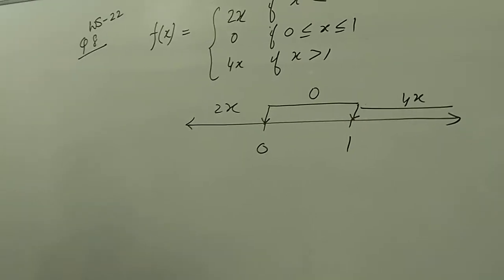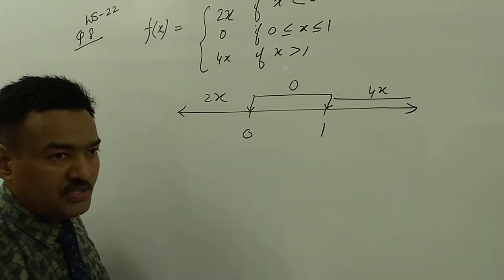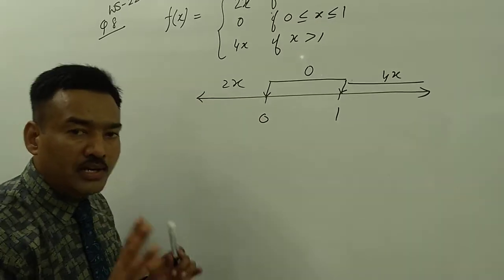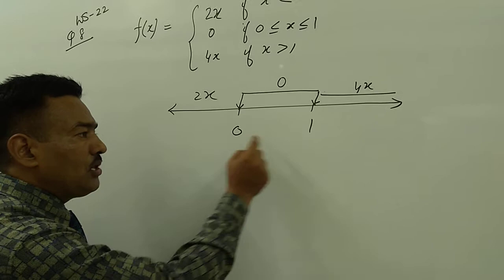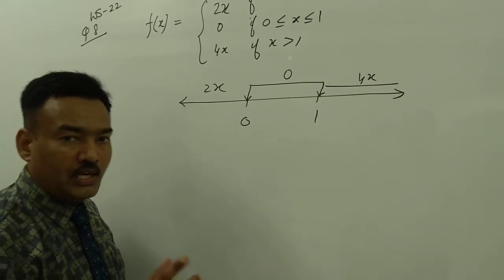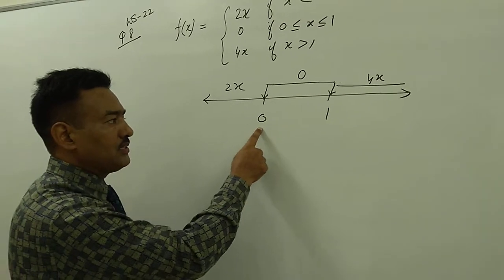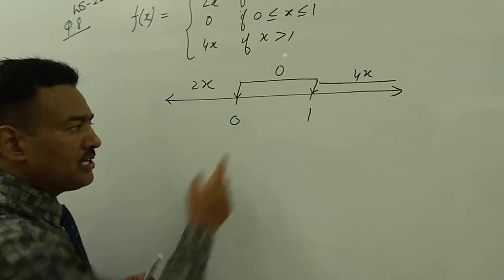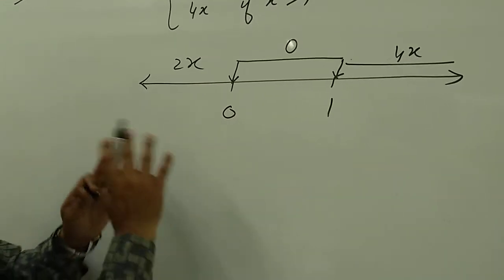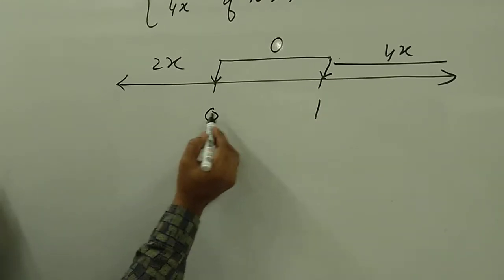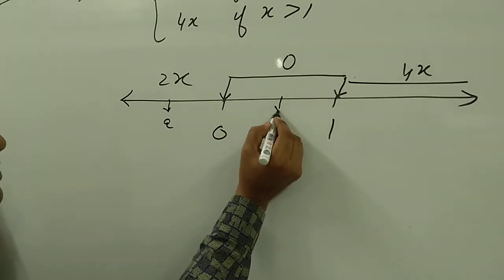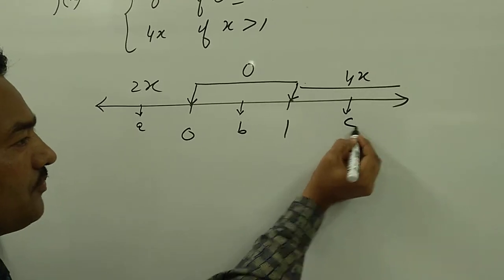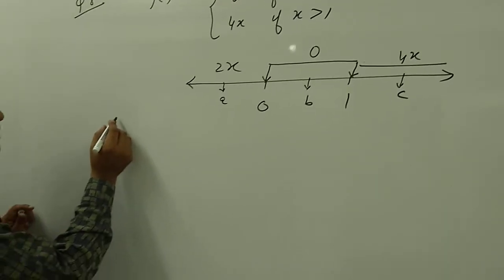When the function is defined differently at different points and you are asked to check continuity throughout, we have to take all the points into consideration. If you are checking only at one point, it will be just this limit and this limit. But if you are checking continuity throughout, then we have 0 and 1, 2 points on the number line, and we will assume 1 point here, 1 point here and 1 point here. So let us check one by one.